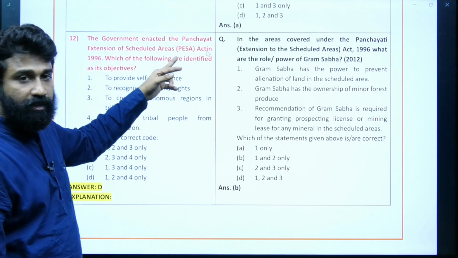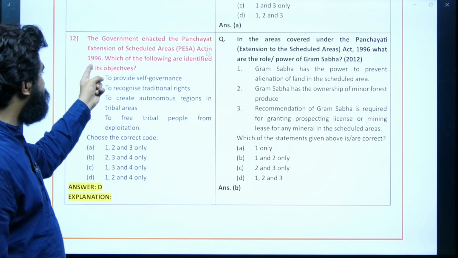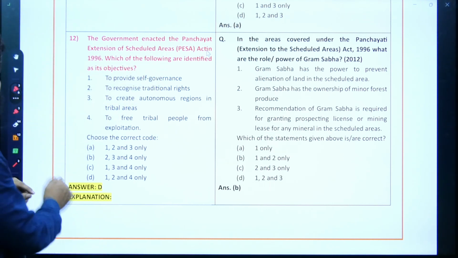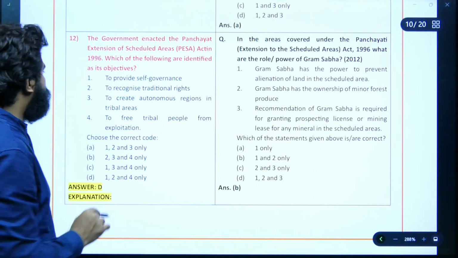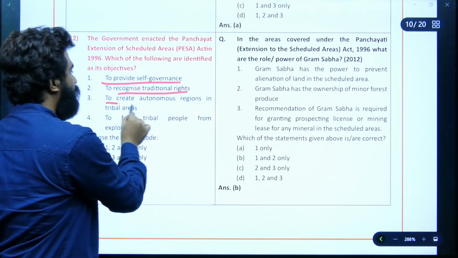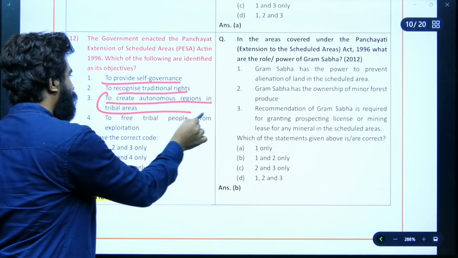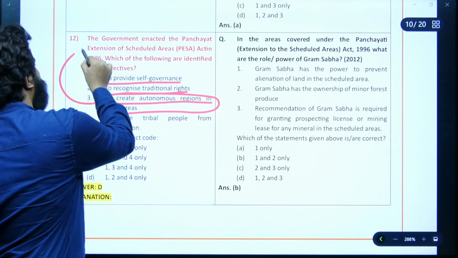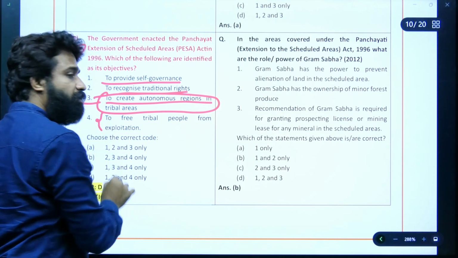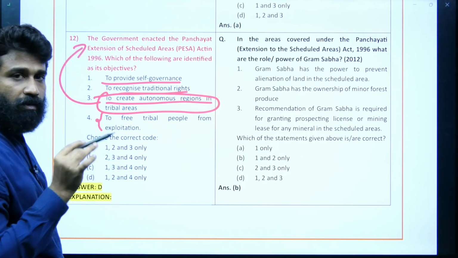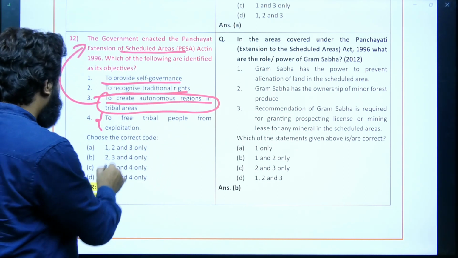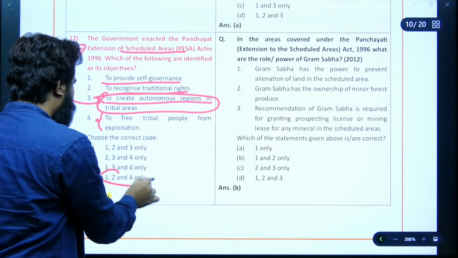Next, the PESA Act, the Panchayat Extension to Scheduled Areas Act, that is 1996. Which of the following are identified as its objectives? Let us come to this. To provide self governance, fine. To recognize traditional rights. To create autonomous regions is not at all related to panchayat extension to scheduled areas. Decentralizing the governance and participation of the public is the main agenda of introducing this panchayat extension to scheduled areas and the panchayat raj system. So, the third statement is wrong and 1, 2, 4 are right here.